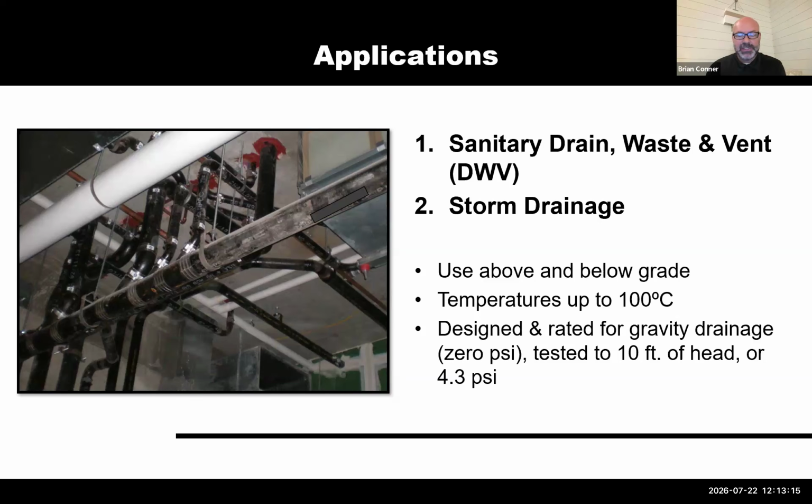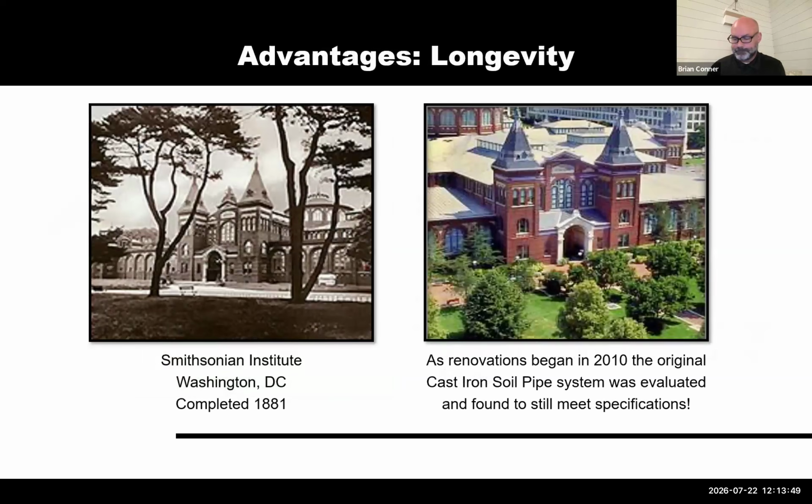Now, these applications are designed and rated for gravity drainage, so they're non-pressure, as opposed to some of the applications that were used hundreds of years ago. Cast iron really is meant to only be tested up to 4.3 psi, which is about 10 foot head. Not that the pipe itself or the fittings can't handle more pressure than that, but the joining method is the limiting factor. And we'll talk a little bit about the joining method for what is most commonly considered MJ pipe and fittings in the Canadian market.